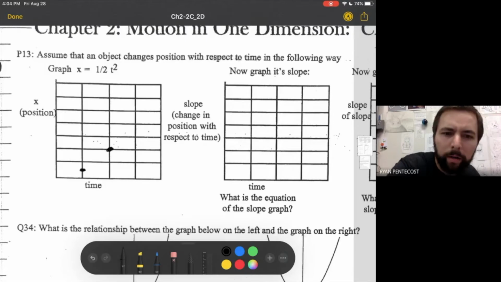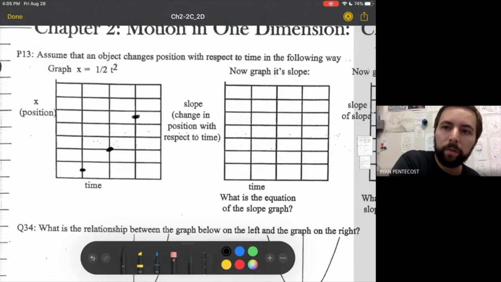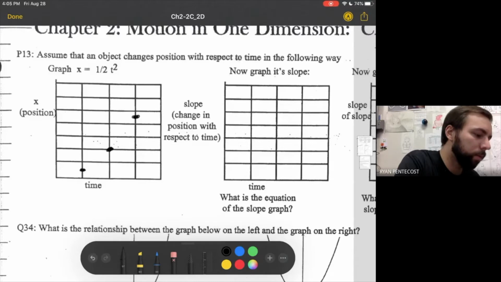That's showing up black. Okay, I'll use a different color next time. All right, then after 3 seconds, you've got 9 divided by 2. So you've traveled 4.5. And then after 5 seconds, you have traveled 25 divided by 2, which is 12.5. So you've got 1, 2, 3, 4, 5, 6, 7, way up there. Is that showing up? Yeah, it is.